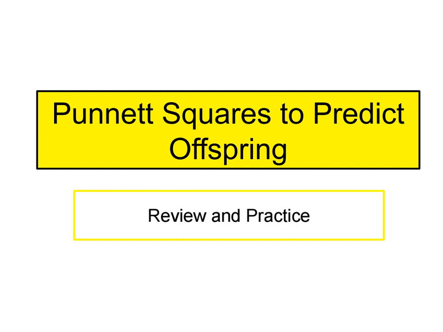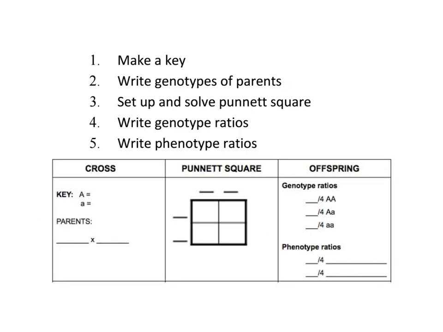Punnett squares are used to predict the offspring of a genetic cross. In this video, we're going to review and practice this skill. In the previous video, we laid out 5 different steps for solving a Punnett square. On each of the problems that you do, you are going to have an organizer similar to the one that you see down at the bottom.